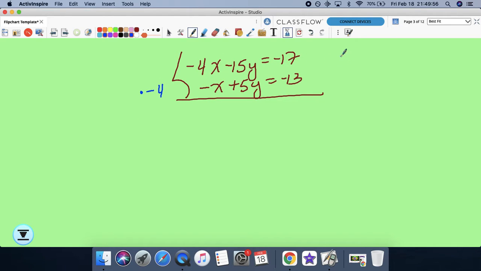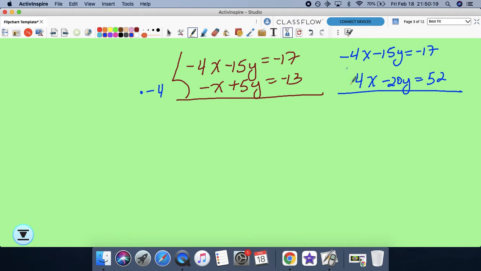Well, the top line stays, so I'm going to rewrite it: negative 4x minus 15y equals negative 17. The bottom I'm going to multiply by negative 4. So negative 4 times negative x is positive 4x. Negative 4 times 5y is negative 20y. And negative 4 times negative 13 is positive 52.